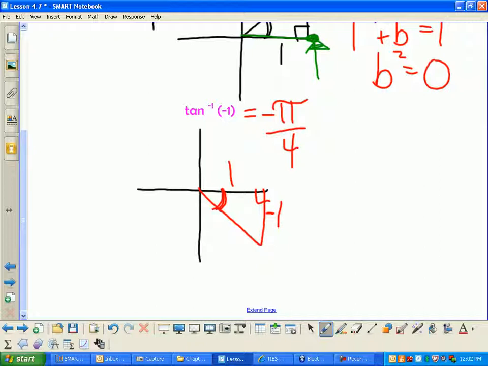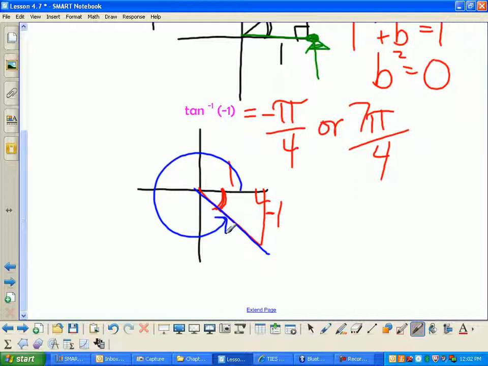This is a really common answer I get from people. Can you understand what that person's thinking? You could get to that angle by going like that and calling it 7 pi over 4. Now, when you write it this way, one input, you're giving me two outputs. This is wrong. That is not part of the answer. There's only one way to get there, and it's negative pi over 4 because of the way the ranges are written.